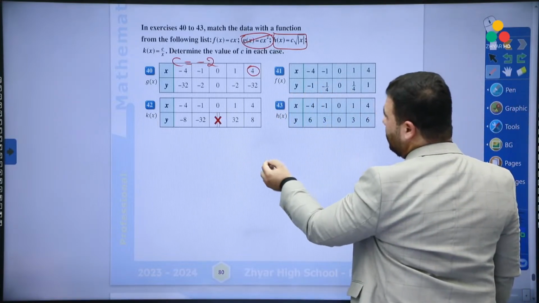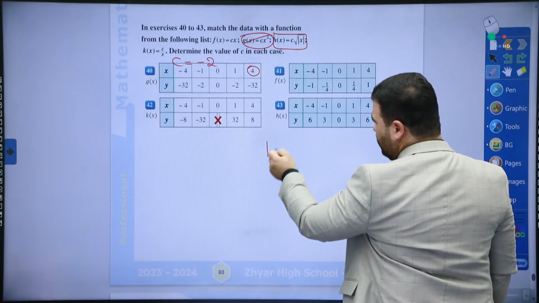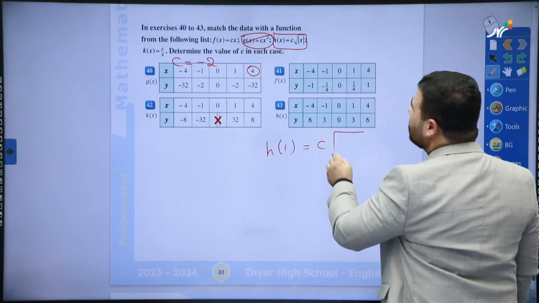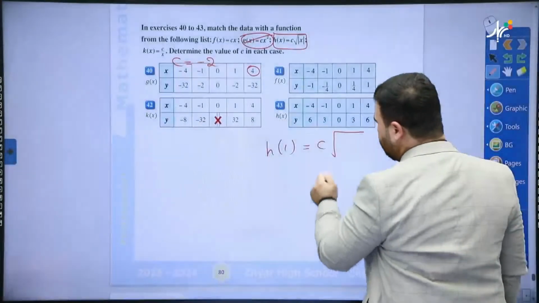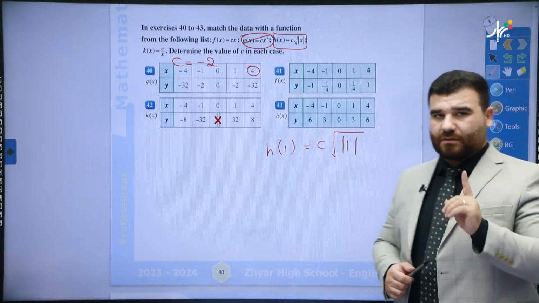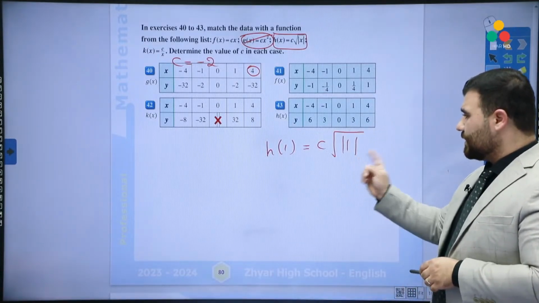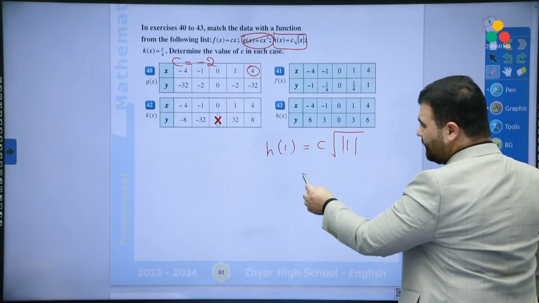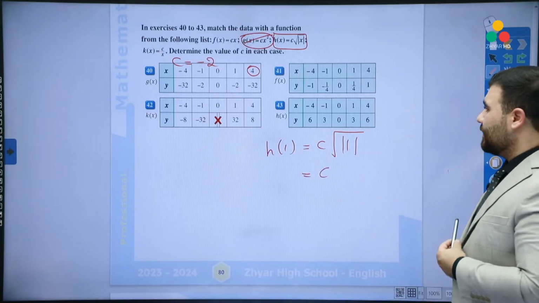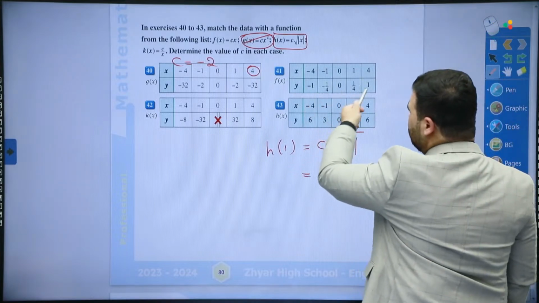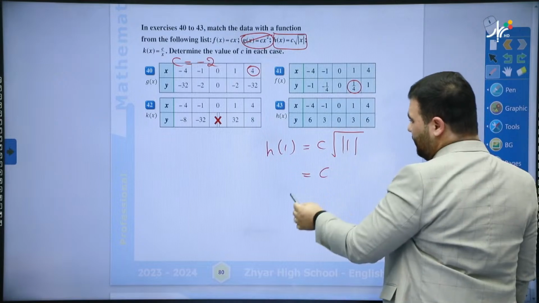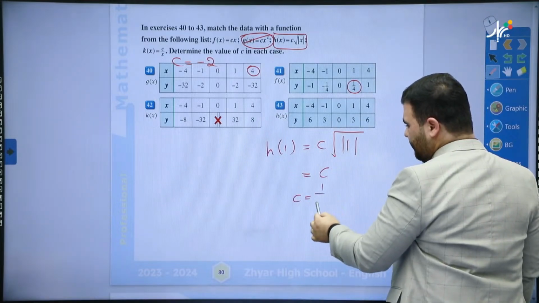Here, if I put 1 in place of x in h, h of 1 is equal to c times the absolute value of 1. The absolute value of 1 is equal to 1. The square root of 1 is equal to 1. Times c, the result is c. This means h of 1 is the value of c. If this table belongs to h, then c will be 1 over 4.